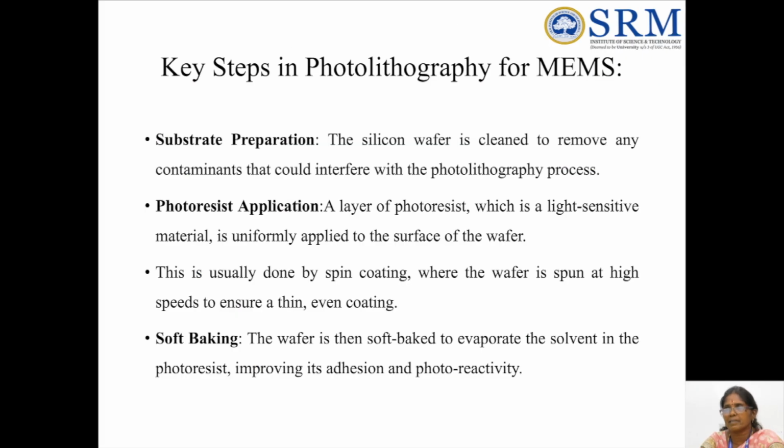Key steps in photolithography for MEMS. Substrate preparation is the first step. The silicon wafer is cleaned to remove any contaminant that could interfere with the photolithography process. Next, photoresist application. A layer of photoresist, which is a light-sensitive material, is uniformly applied to the surface of the wafer. This is usually done by spin coating, where the wafer is spun at high speed to ensure a thin, even coating. Soft bake. The wafer is then soft baked to evaporate the solvent in the photoresist, improving the adhesion and photoresist reactivity.